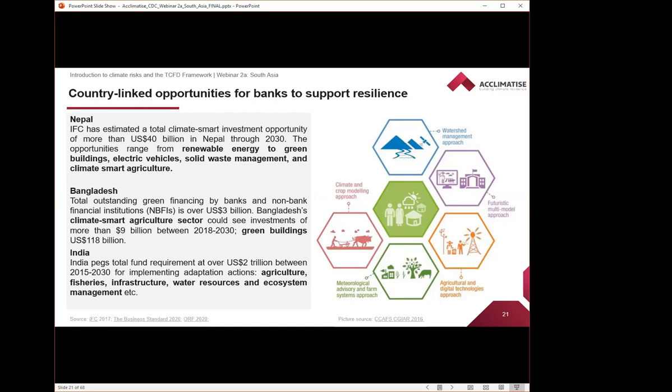And to the right, you'll see examples of climate-smart agriculture related investments. In Bangladesh, we see climate-smart agriculture as well as green buildings as key areas. And in India, for the adaptation measures alone, measures to help India adapt to physical climate hazards, this could total around US$2 trillion, and that could be across agriculture, fisheries, infrastructure, water resources, and ecosystem management. So there are a lot of emerging opportunities and areas that you can look for when you get started with TCFD.